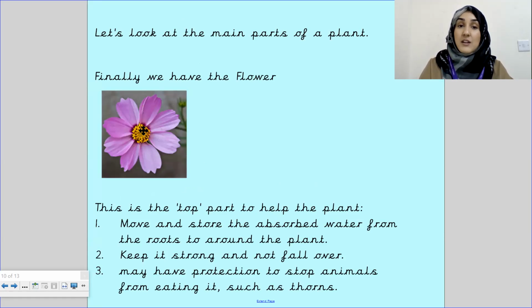This is the colourful, the beautiful part. This is the top part of the plant. And the flower helps move and store the absorbed water from the roots to around the plant, keep it strong and not fall over, and it may have protection again from animals from eating it, such as thorns.